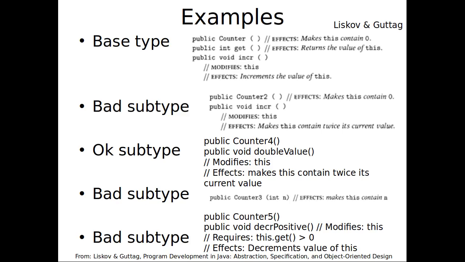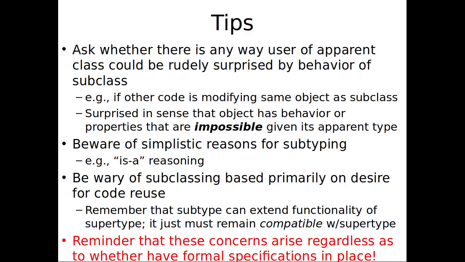You should be looking especially for cases of overridden methods, because those are cases where you're going to be able to focus in: is this behaviorally compatible? This one here, with the increment being defined to double something, is not behaviorally compatible with the supertype. Okay, so those are some examples there. Let's go into more examples.